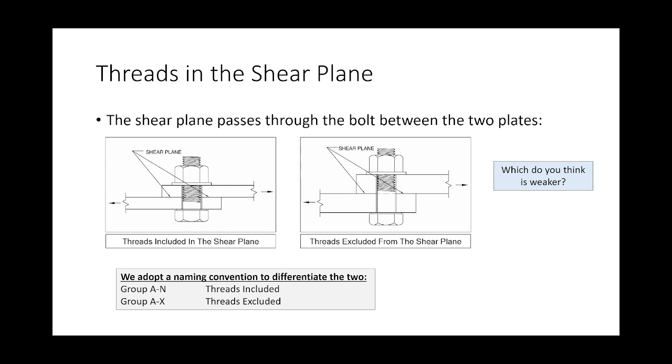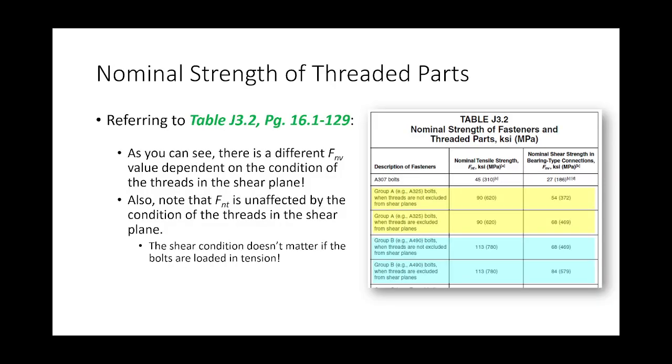Now, how do we handle that from a design standpoint? We do not consider a different area, we consider a different FNV. Let's go back to this table. We've looked at this table before. Again, I told you we're going to do a journey through the manual today. We're on 16.1-129 now, so one page back. We've looked at this table before when we were looking at threaded rods, only before we were looking at the bottom part of the table. I want to look at the top part of the table. Let's look at this a little bit.